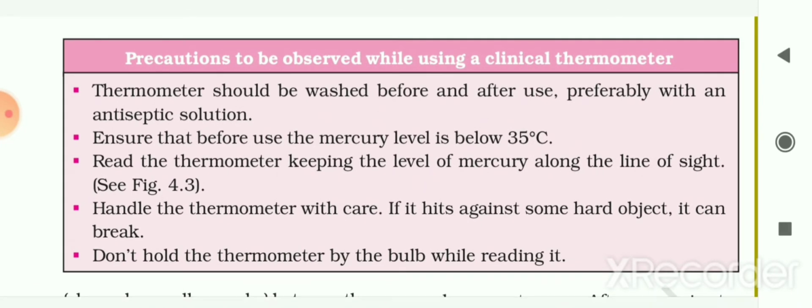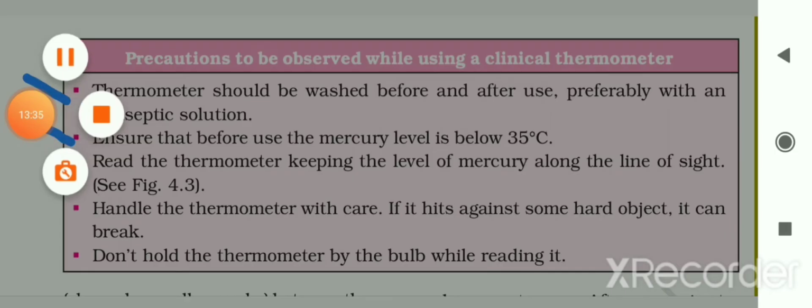The first precaution is that the thermometer should be washed before and after use, preferably with an antiseptic solution. Then ensure that before use, the mercury level is below 35 degrees Celsius. Before use, the mercury level should be below 35 degrees Celsius.